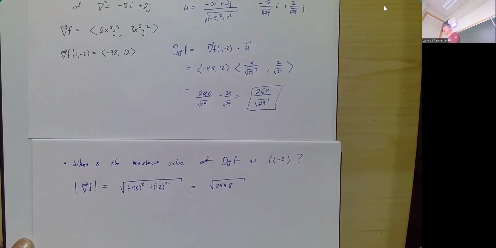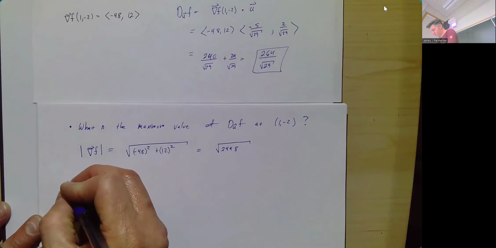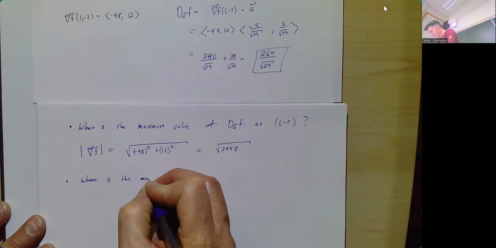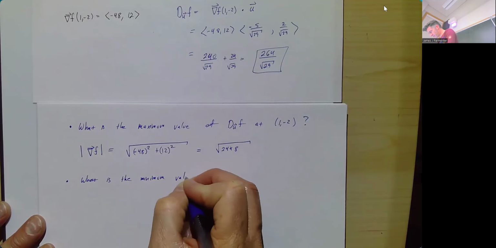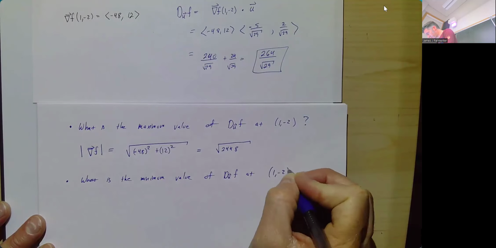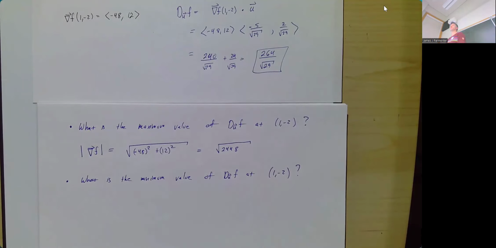Okay, here's a more interesting question. What is the minimum value of the directional derivative at that point? Anyone want to venture a guess? You don't have to guess, but if someone thought they might know, I would entertain your guess.